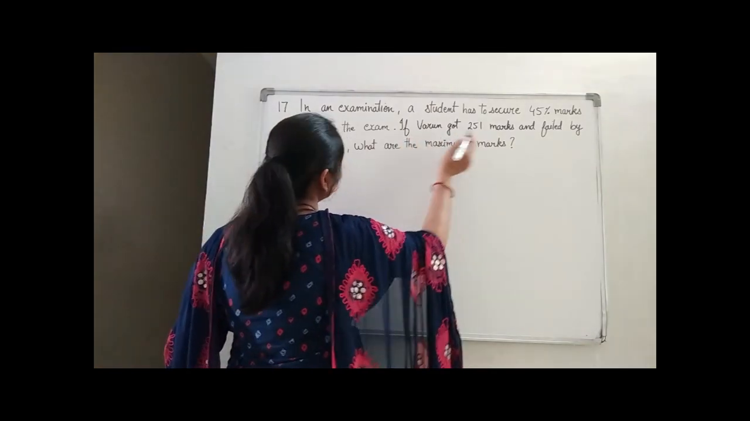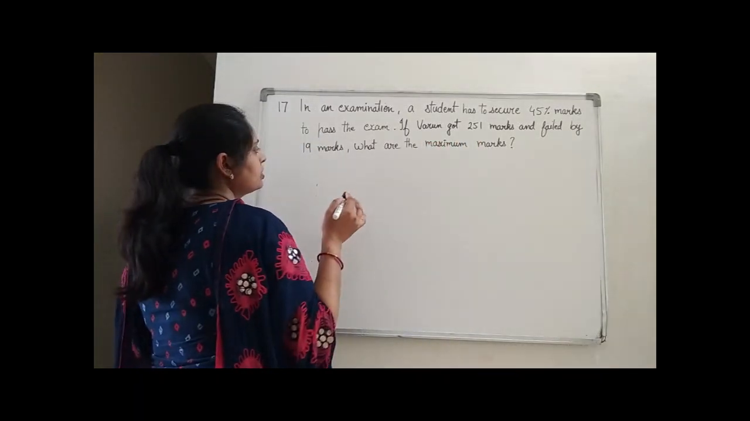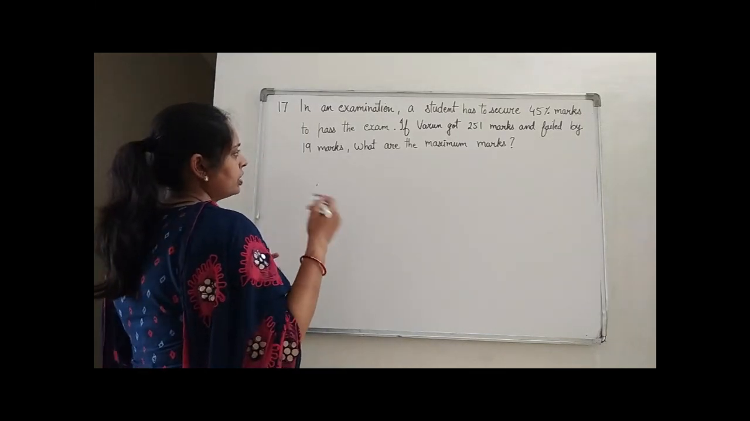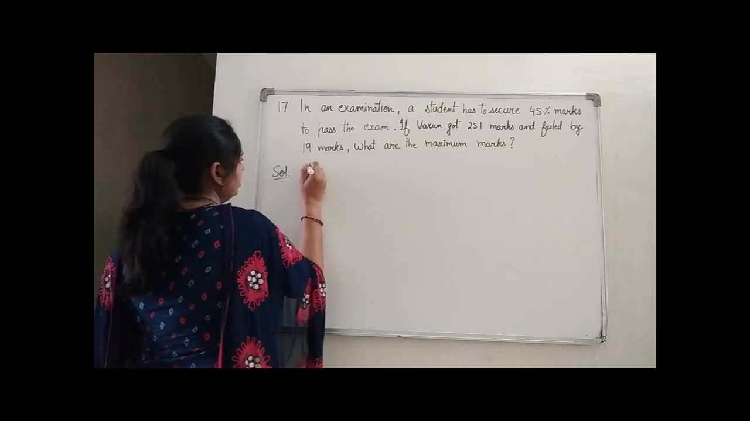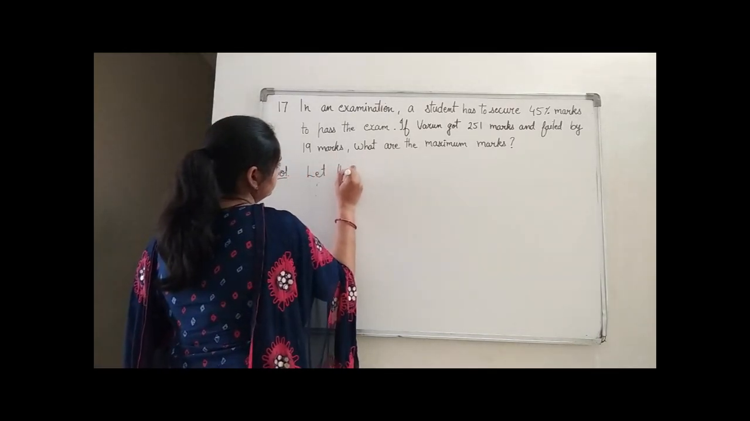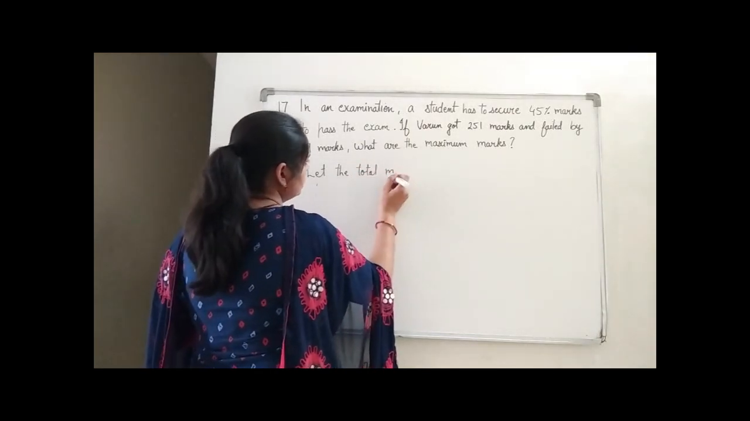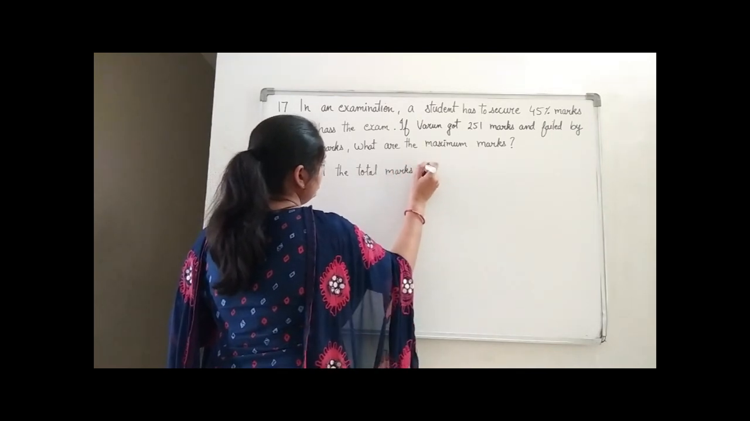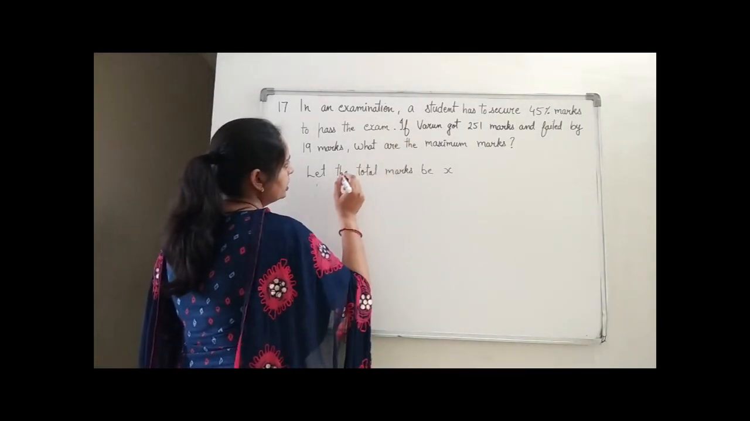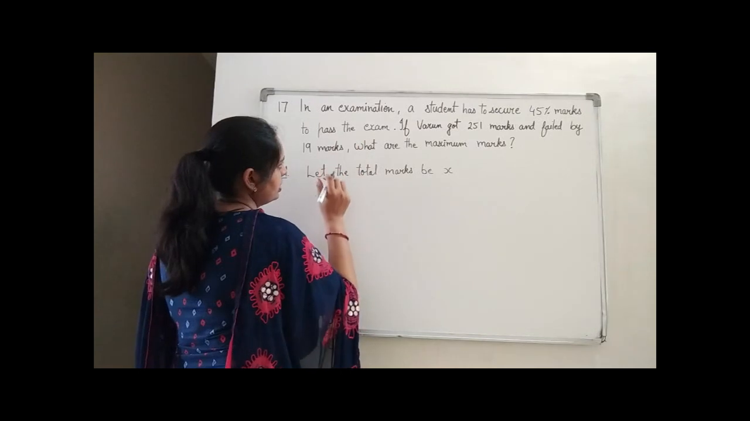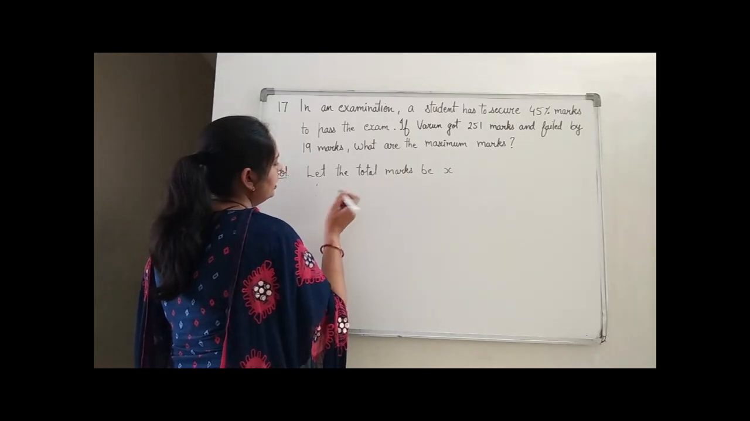Varun got 251 marks and failed by 19 marks means if he had got 251 plus 19, then he would be on the just passing marks. So he should have secured 45% of the total marks, right? So solution for this: let the total marks or maximum marks, it is the same, be x. If total marks is x and the student has to secure 45% of the marks to pass the exam, right? And Varun has got 251 and he failed by 19 marks.